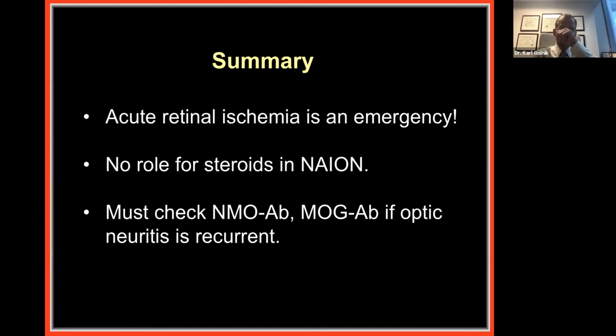So in summary for the webinar, acute retinal ischemia is an emergency. You need to send them for emergent evaluation. They may be having a stroke as well. There's no role for steroids in NAION. There is no proven treatment for NAION. In optic neuritis, you must check NMO and MOG, certainly if optic neuritis is recurrent and, depending again on where you live and how common these things are, maybe in every patient with optic neuritis.